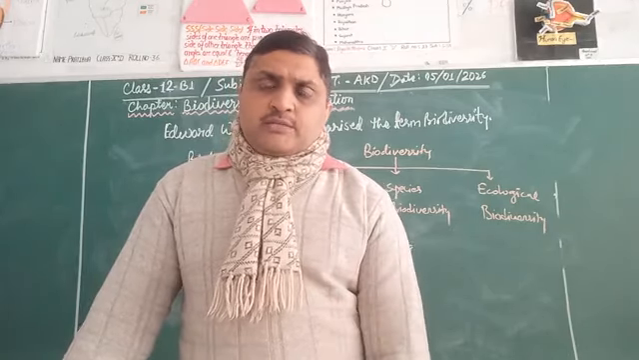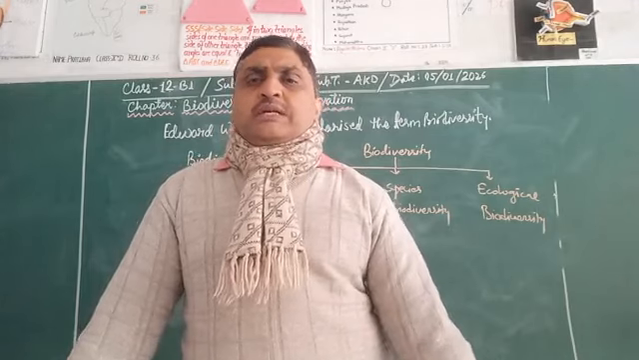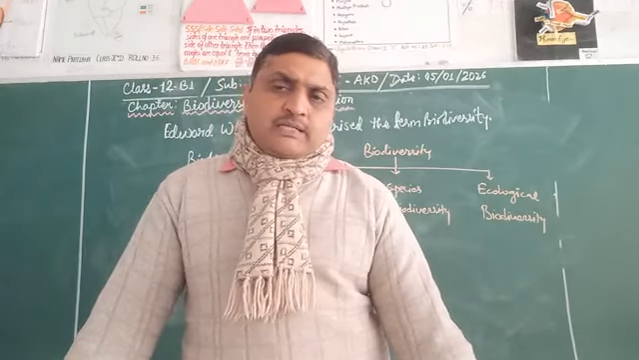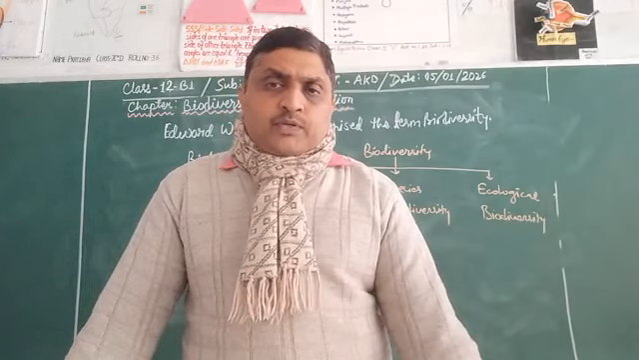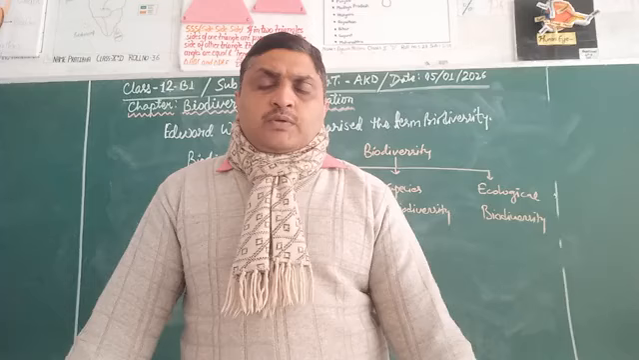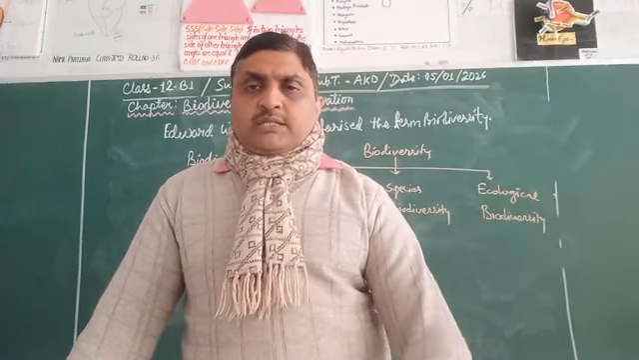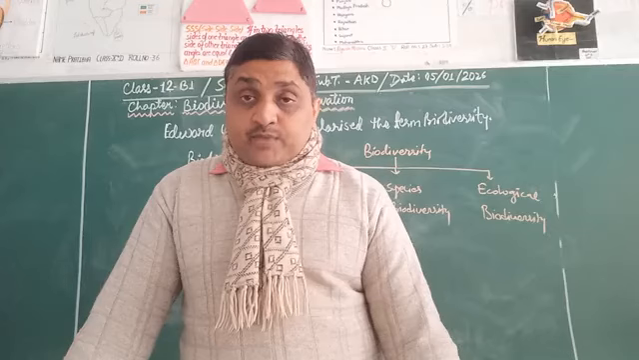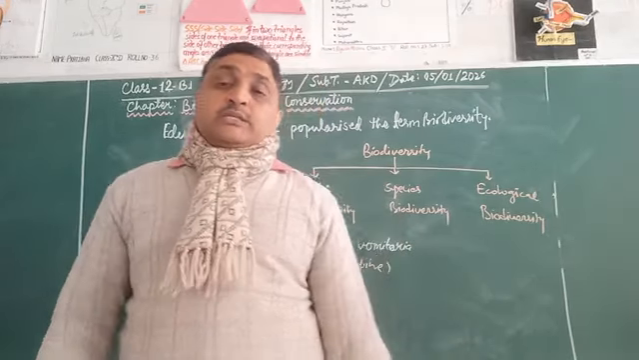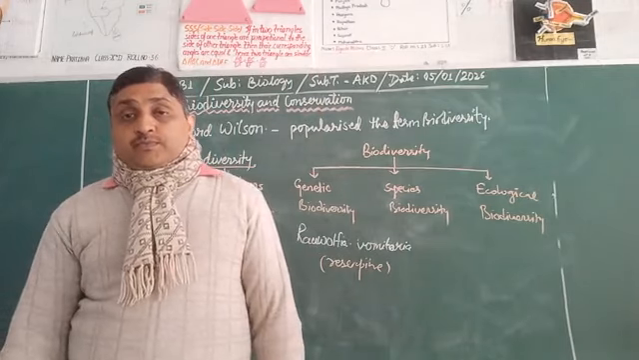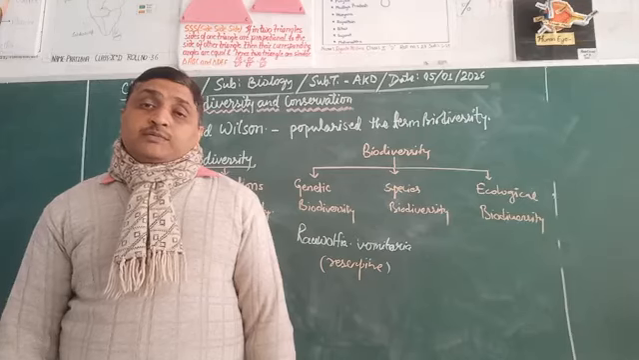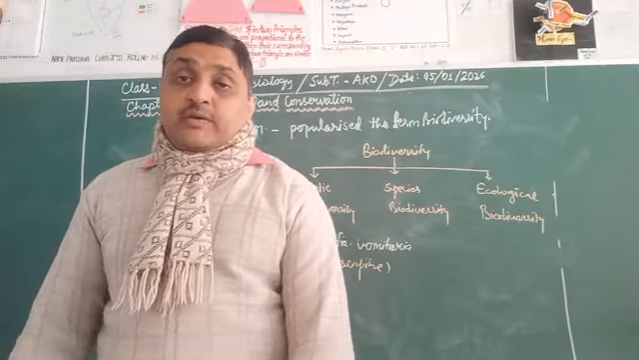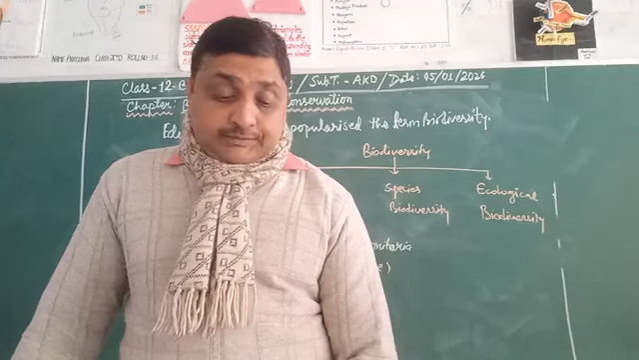Among plants and animals, there are invertebrates and vertebrates. These are the estimated ranges, and the estimated range of the species of plants and animals is given by Robert May. Robert May is also a biologist, and he gave the estimated number of species of plants and animals: 7 million species diversity is present on the earth.